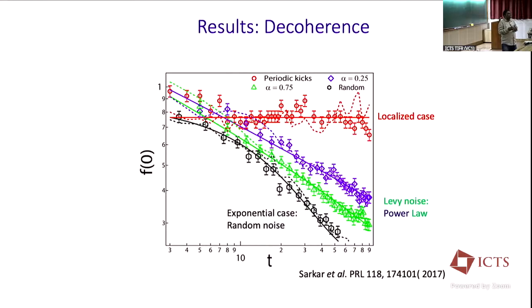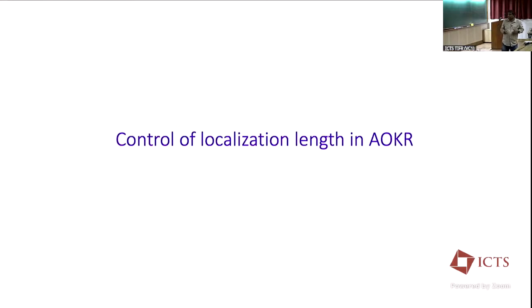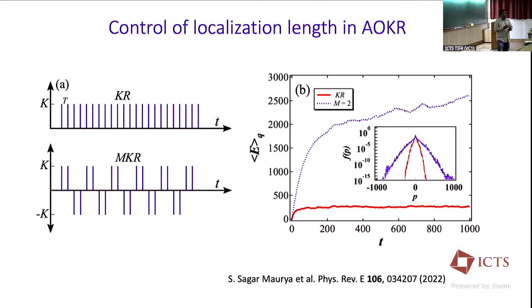So in a way, one can think of playing with the noise characteristics of the environment to play with the decoherence of the quantum system. So this is one experiment. One can also control this localization length by doing some additional things. For example, if you look at the momentum distribution here, you can actually increase the localization length.